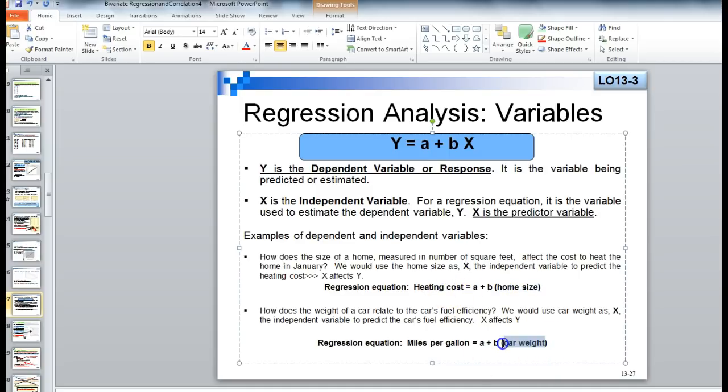Likewise, car weight, the weight of the car will be your x, and as we change the weight of the car, the miles per gallon will respond. So that's why we have x affects y. And you've got to be able to figure that out in order to put the data in correctly into Minitab.